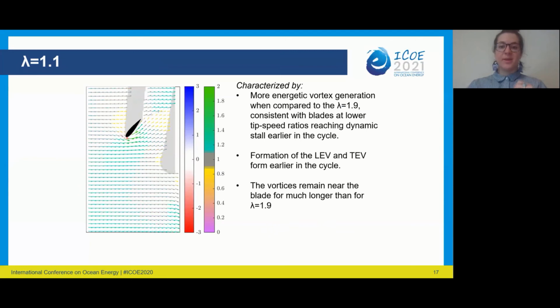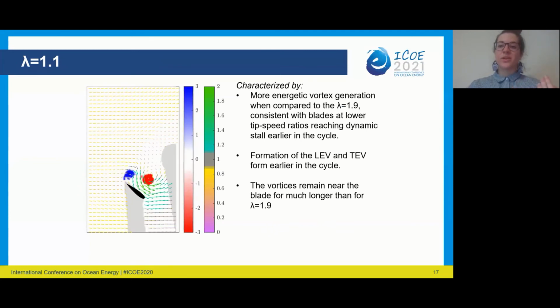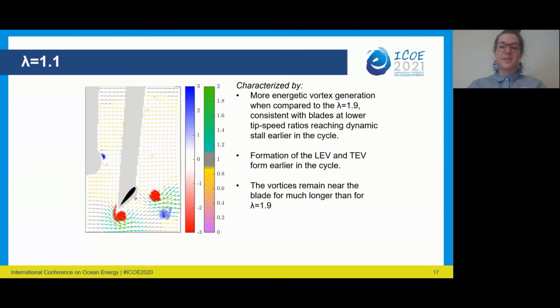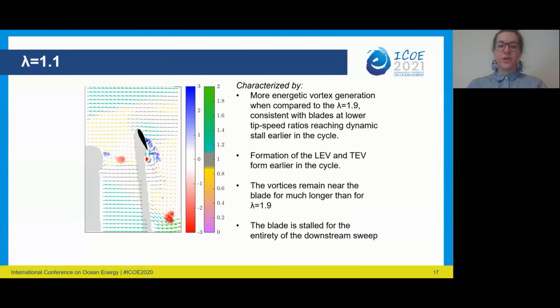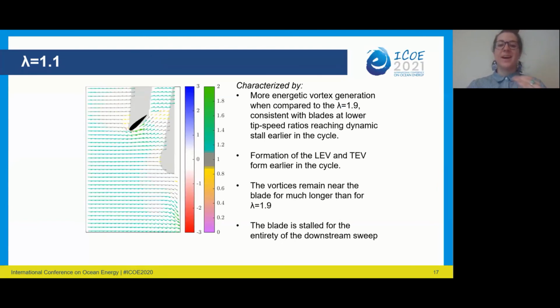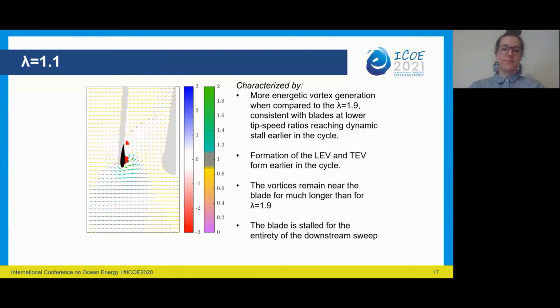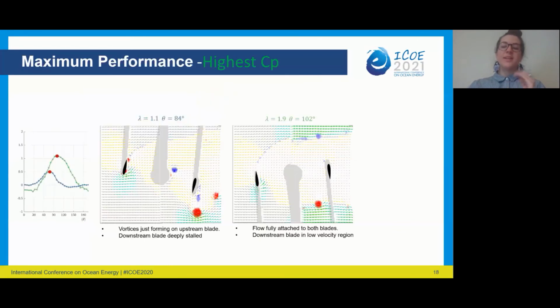Those vortices remain near the blade for much longer than for the 1.9 case, and the blade is stalled or appears stalled for the entirety of the downstream sweep. Additionally, that blade during the downstream sweep exists in a higher velocity region than for the 1.9 case. But anyway, moving on, I want to directly compare these two cases.